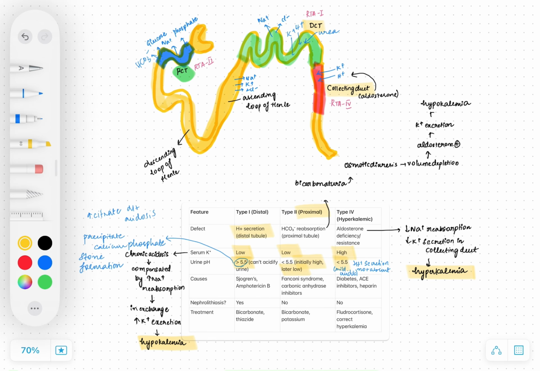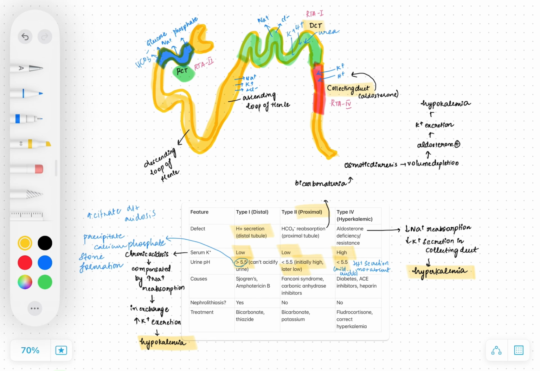In type 2, why there is hypokalemia is, there is bicarbonaturia because of low bicarbonate resorption. Bicarbonaturia leads to osmotic diuresis causing volume depletion. This volume depletion will stimulate aldosterone secretion. This aldosterone will resorb sodium along with water, and it will promote potassium excretion, leading to hypokalemia. So in type 1 there is hypokalemia, in type 2 hypokalemia, and in type 4 there are high potassium levels.